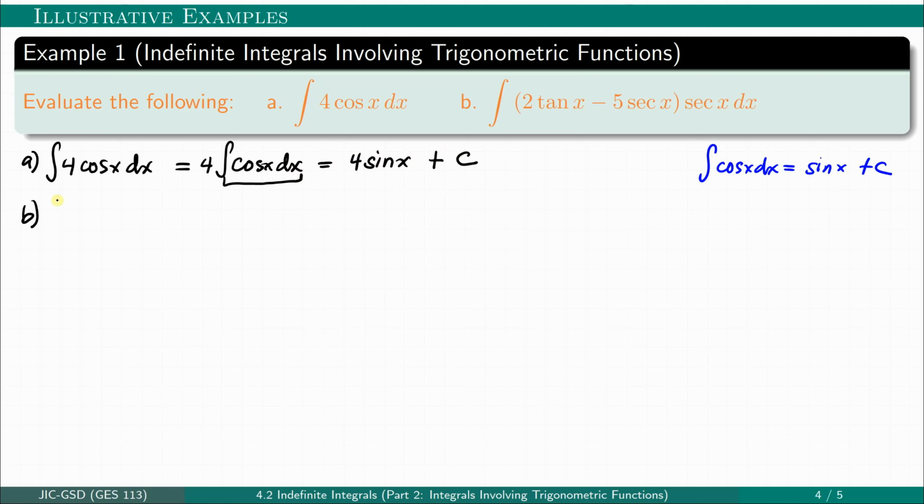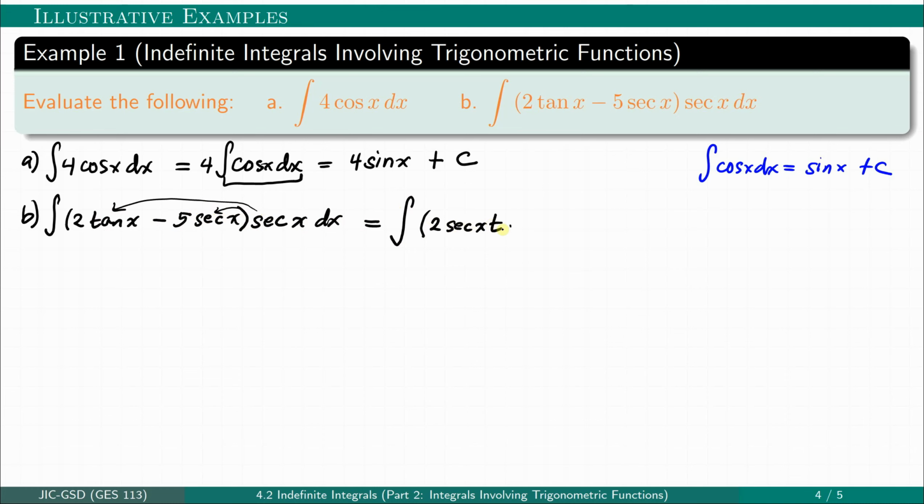For letter B, we have integral of 2 tangent x minus 5 secant x. This function is multiplied by another function secant x dx. So first we multiply secant x to each term. So this would be integral of 2 secant x tangent x minus 5 secant squared x dx.